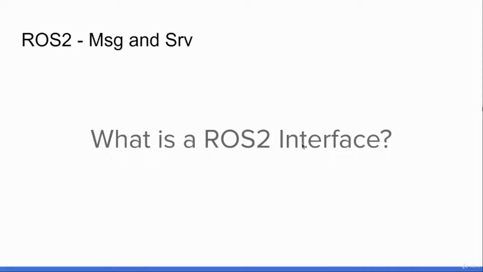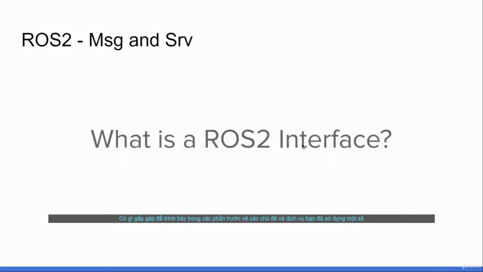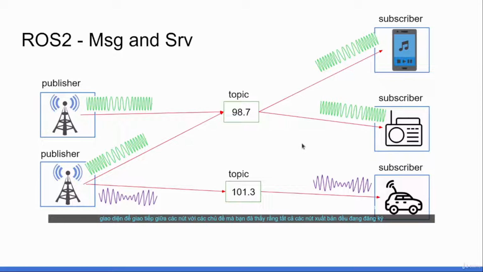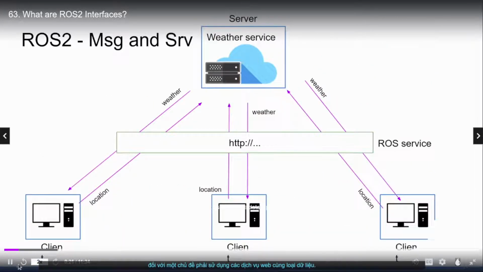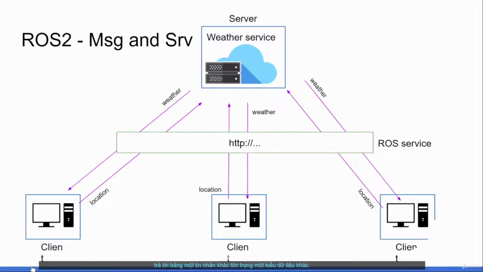What is a ROS 2 interface? In the previous sections on topics and services, you have used some common interfaces to communicate between nodes. With topics, you have seen that all nodes publishing or subscribing to a topic must use the same data type. With services, you have seen that the client must send a message respecting a certain data type, and the server must respond with another message respecting another data type.